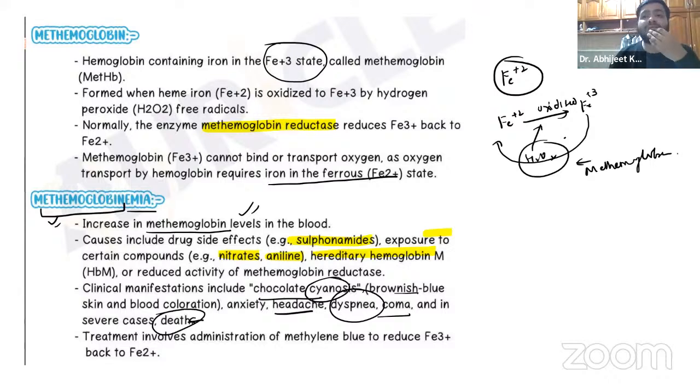So now, what is the treatment, guys? Which enzyme is defective over here? Methemoglobin reductase, because it is the one which converts the ferric to the ferrous form, Fe plus 3 to Fe plus 2. So what we have to give these patients is injections of methylene blue to reduce Fe3 plus to Fe2 plus. And when it is converted to Fe2 plus, it will again bind to oxygen and the oxygen supply becomes normal. So that is something you have to remember.